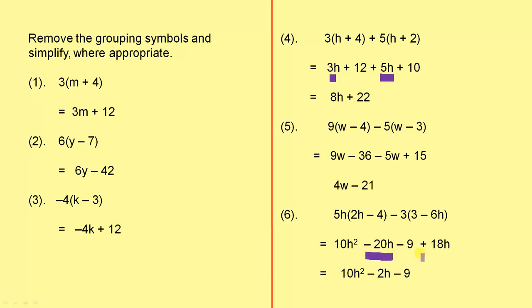Now here we have like terms there and there, so that gives us minus 2h, and here we have minus 9. So we've seen 6 examples there of removing grouping symbols, and where it's appropriate, we add the like terms.